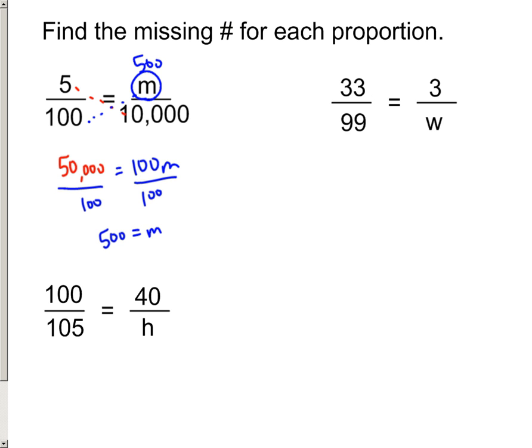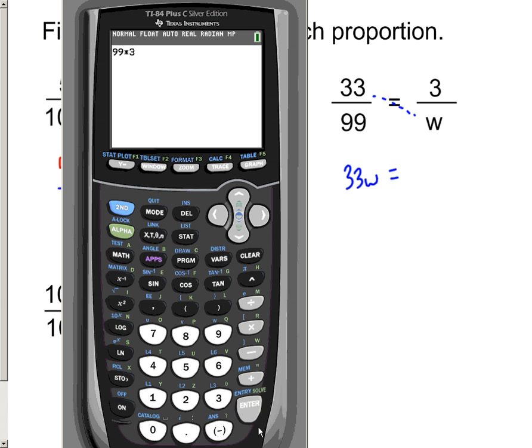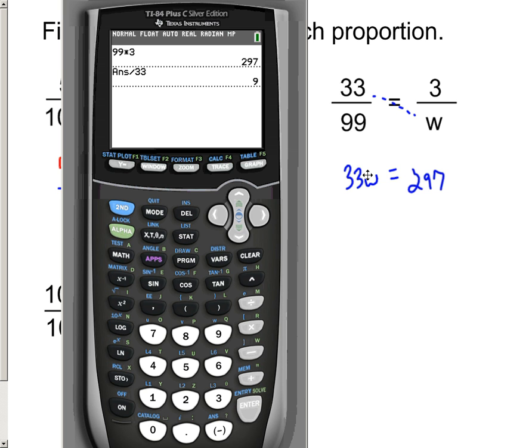33 times w, you can go ahead and do that. A lot of people, though, what they usually do with calculators is they go 99 times 3 and then divide it by 33. We'll go ahead and pull up the calculator. 99 times 3 is 297. And again, what I'm talking about is a lot of times people don't even write it out on their papers. They'll just go, okay, 297, and then 33 is the leftover number. So I'll just divide that by 33, and the answer is 9. And that's an easy way that you can do it if you have the calculator.